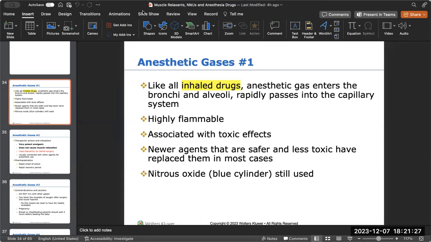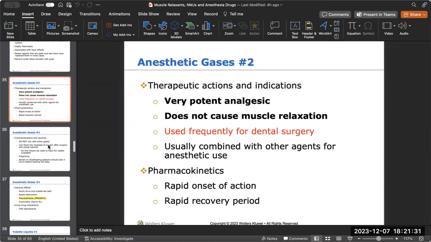Common one is nitrous oxide, or laughing gas, okay? What's really good about nitrous oxide, remember it's a general anesthetic, is that it's a very potent analgesic, meaning it helps reduce pain, but it doesn't cause muscle relaxation. So we see this in dental surgery. It has a rapid onset and a rapid recovery.